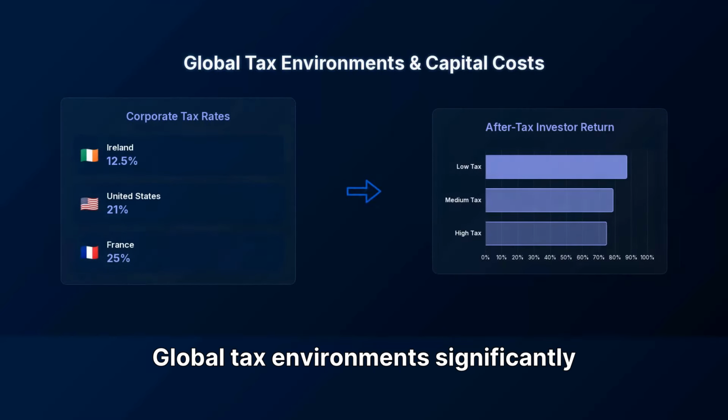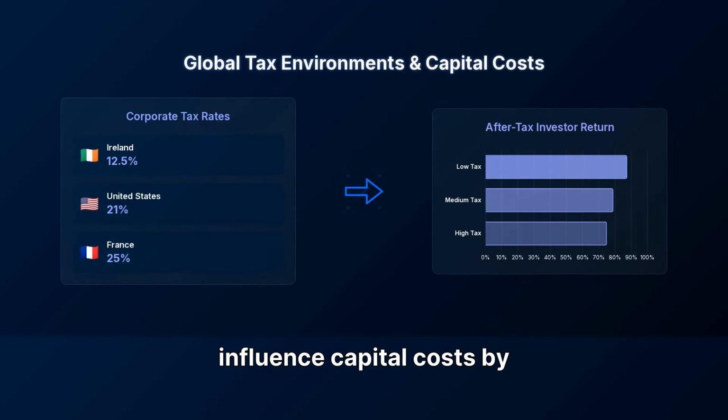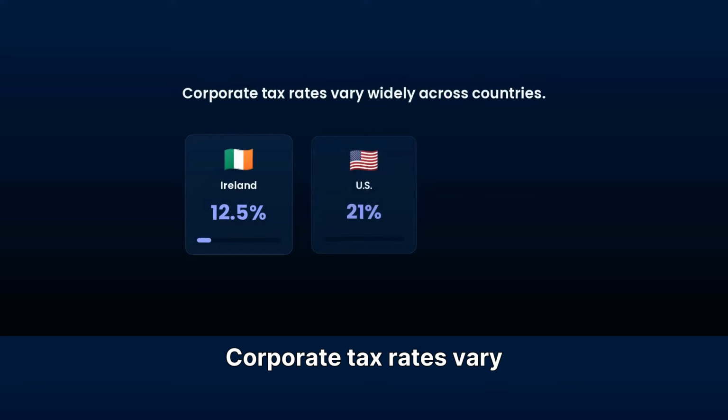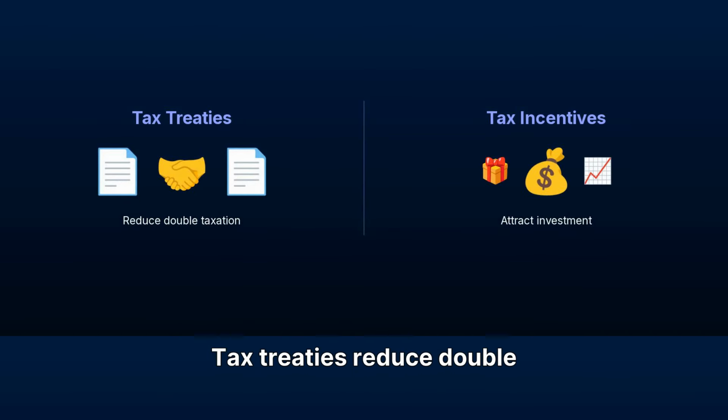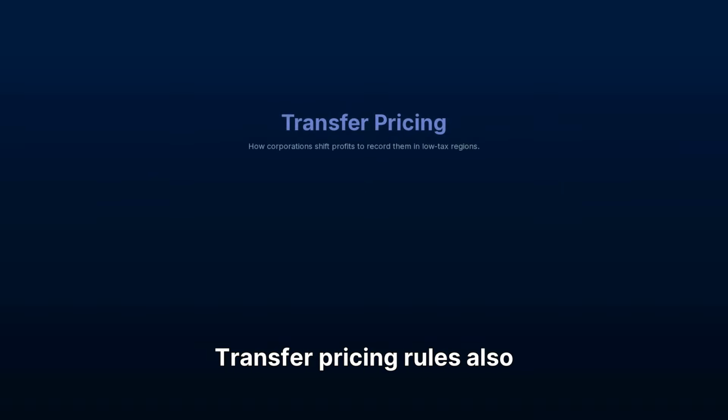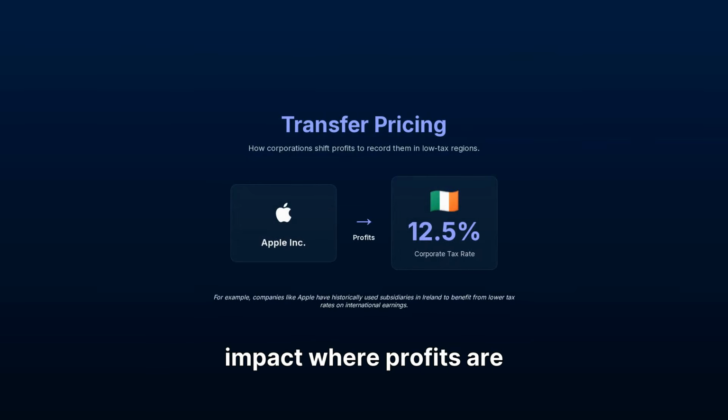Global tax environments significantly influence capital costs by affecting the after-tax return required by investors. Corporate tax rates vary widely, with Ireland at 12.5%, the US at 21%, and France at 25%. Tax treaties reduce double taxation, while tax incentives like holidays or subsidies attract investment. Transfer pricing rules also impact where profits are recorded, as seen with companies like Apple using Ireland's low tax rates.